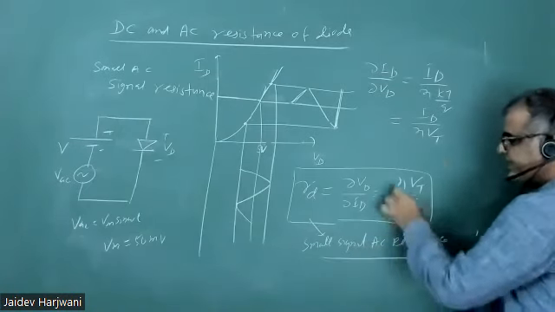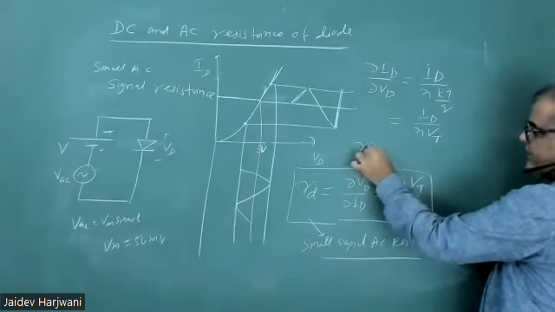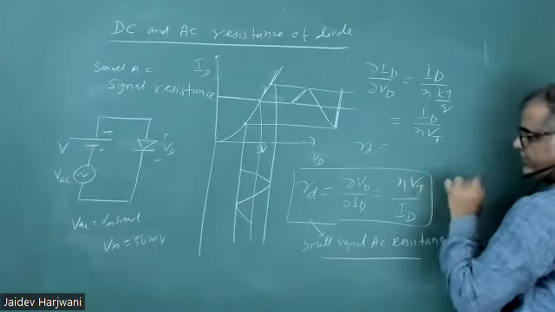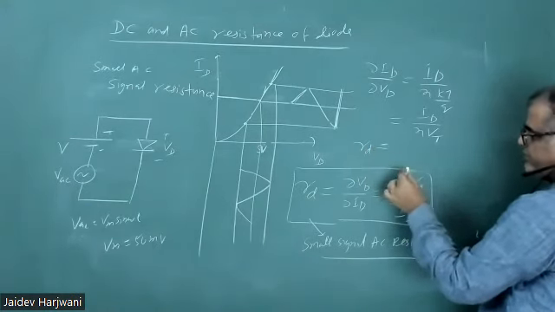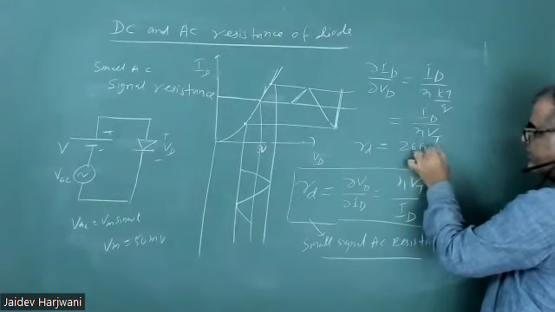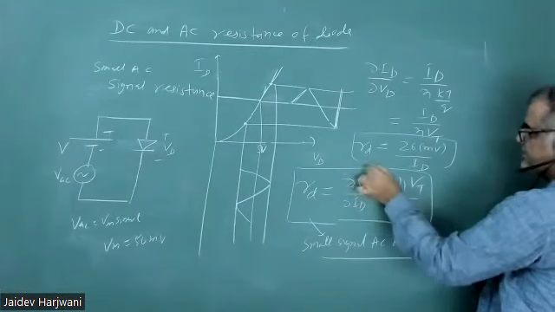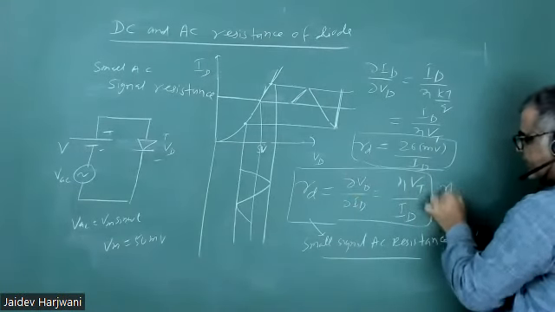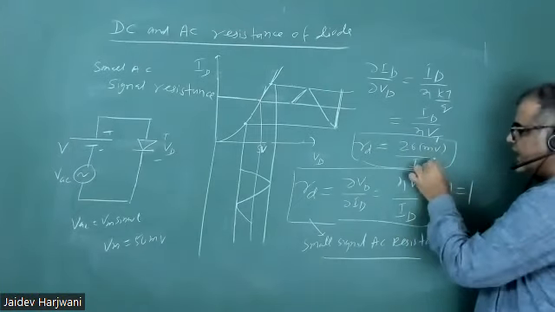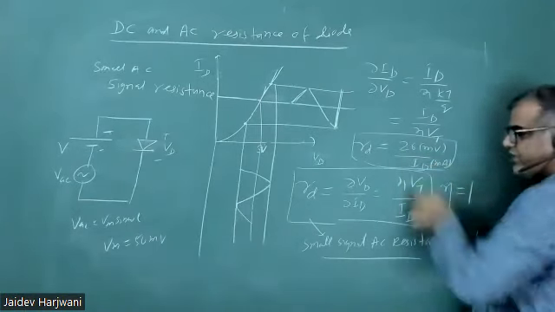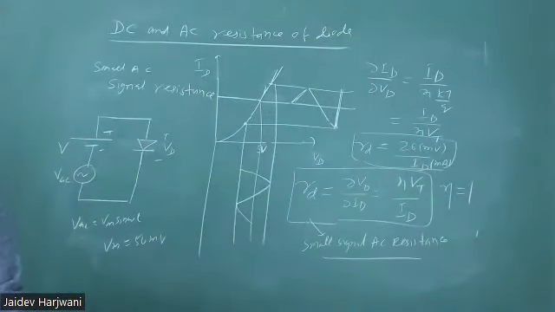Now eta value is 1 for an ideal diode, and you also know that VT at room temperature is 26 millivolt. So you can write this as 26 millivolt upon ID. This is the formula for your AC resistance. For an ideal diode, you can take eta equals 1, VT is 26 millivolt, and ID will be in milliampere. So you can find the resistance in the circuit.